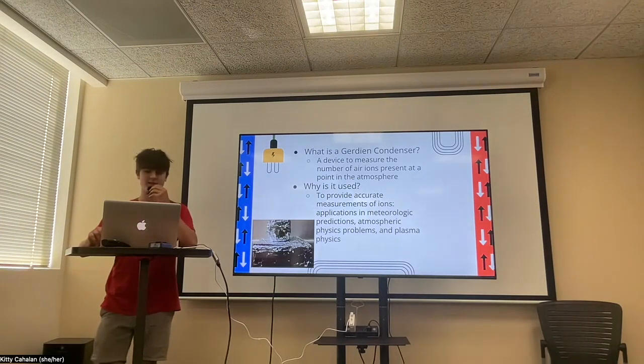So first, what is a Gaussian condenser? It's a device just to measure the actual number of air ions present at any point in the atmosphere. And it's used mainly in meteorology to provide accurate measurements of ions. So it's used in meteorologic predictions, atmospheric physics problems, and plasma physics.